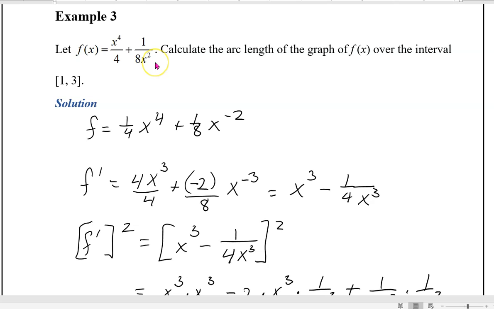In solving this problem, you'll note that the first thing I did was to rewrite 1 divided by the quantity 8x squared in power form as 1/8 times x to the negative 2.